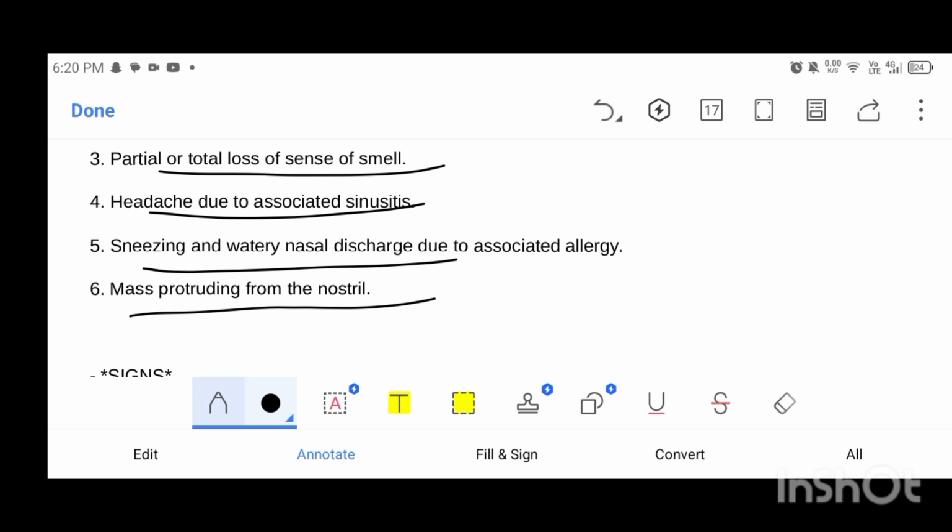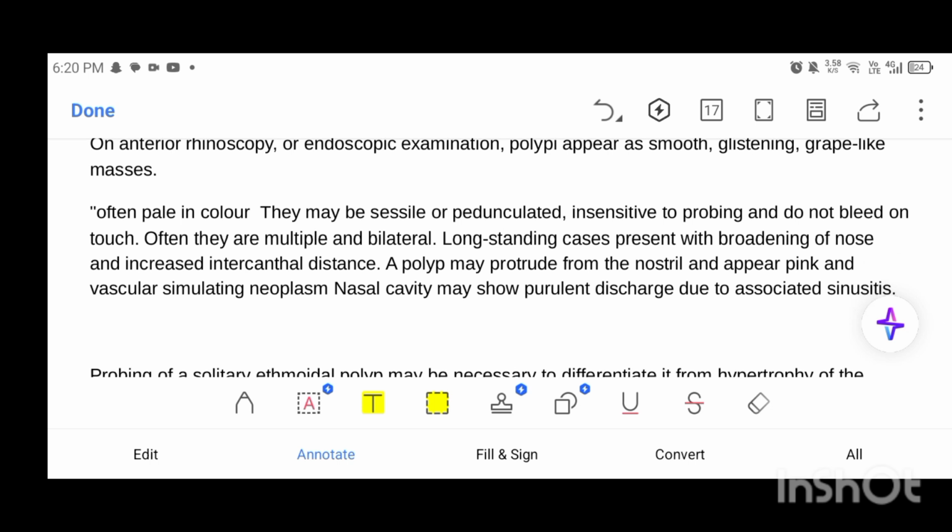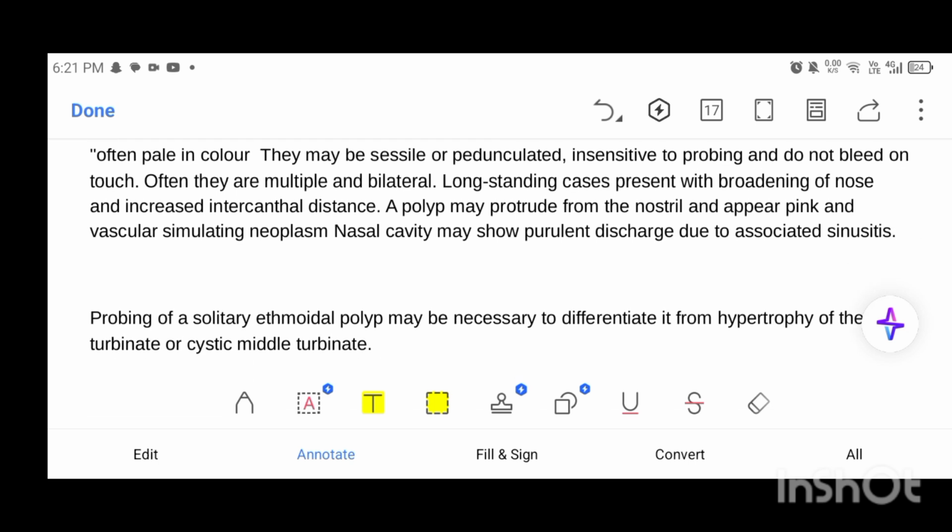But in case of ethmoidal polyp, it is a bilateral presentation, and the important diagnostic point is the grape-like cluster appearance. So here it is sessile, insensitive to probing, doesn't bleed on touch, usually bilateral, and forms grape-like masses. The nasal cavity may show purulent discharge.